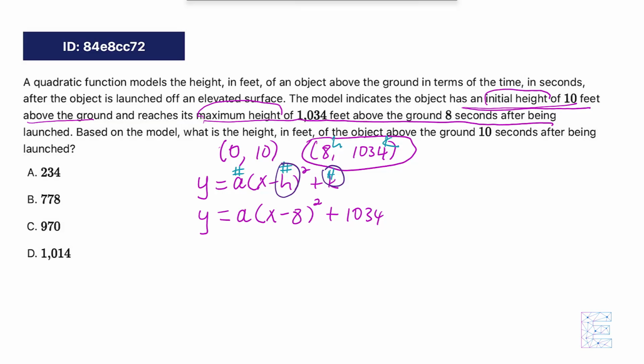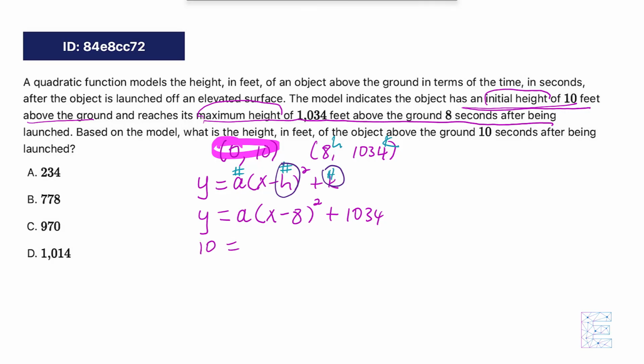What are we going to do to figure out what a is? So this is where we need an additional point. Well, I say additional loosely, but really we could just use one of the original points to figure out the value of a. Now, always use the one that seems easier to work with. In this case, it would be (0, 10). Let's plug those into the current equation. So y is 10 and x is 0.